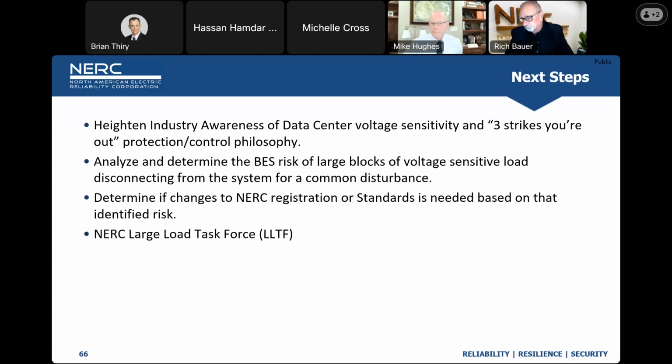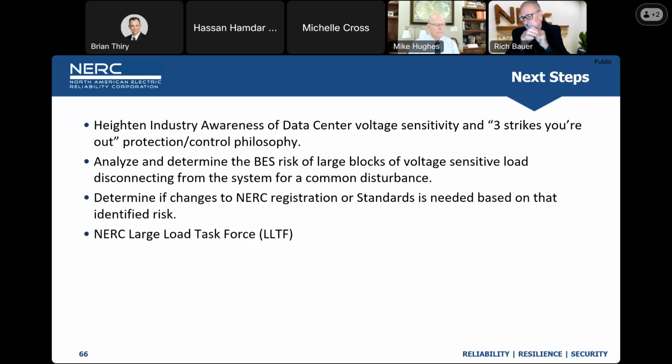So what are our next steps? Well, one of the next steps is what we're doing today, actually, right? What we're doing today is we're just trying to heighten the industry awareness of this controlled protection scheme that data centers employ, and basically make sure that everybody is aware that this is out there, and if you have a high possibility of experiencing this same type of event, you might want to be thinking about it, right? Is it going to be a problem for me? Do I need to figure out steps to mitigate it?